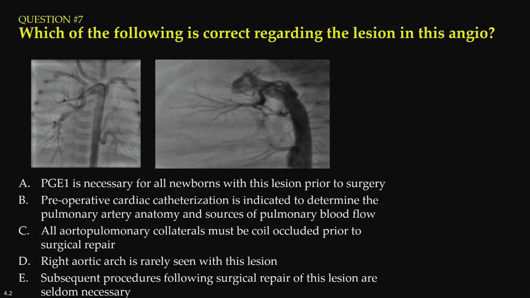So which of the following is correct regarding the lesion in this angio? The same patient. A, PGE is necessary for all newborns with this lesion prior to surgery. B, preoperative cardiac catheterization is indicated to determine the pulmonary artery anatomy and the sources of pulmonary blood flow. C, all aortopulmonary collaterals must be coil occluded prior to surgical repair. D, right aortic arch is rarely seen with this lesion. Or E, subsequent procedures following surgical repair of this lesion are seldom necessary. Which of the following is correct?